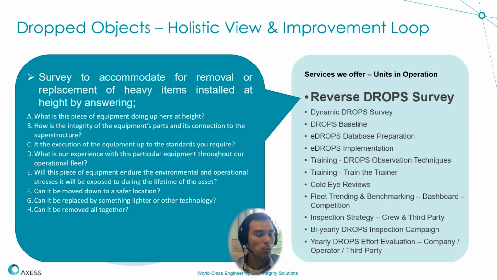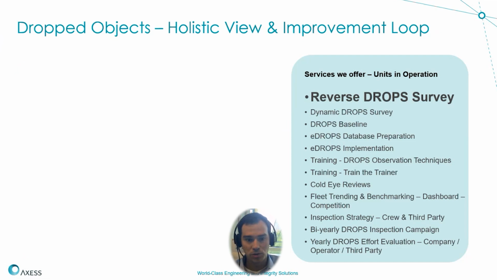Can we potentially remove the item at height altogether? Sometimes it was left there, no one really knows why, and no one has asked that question. So we go around and start questioning everything that can be questioned. Let me show some examples here.